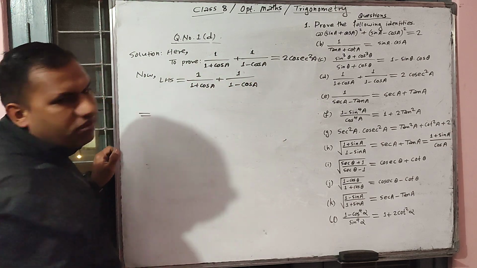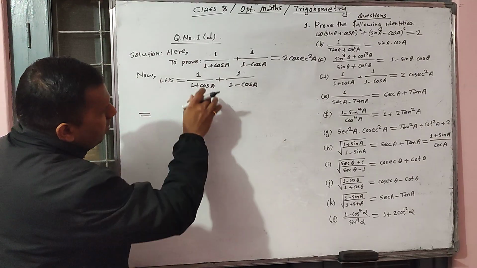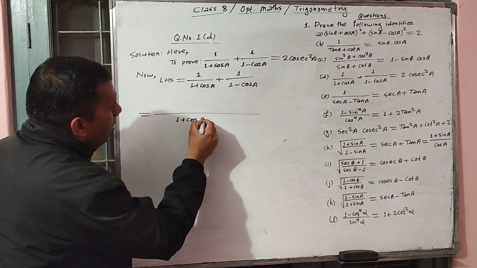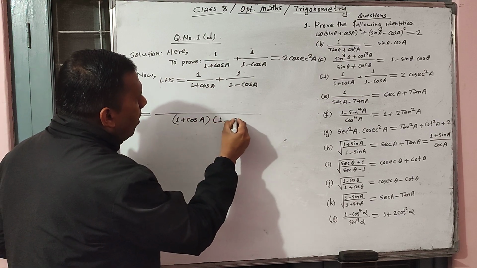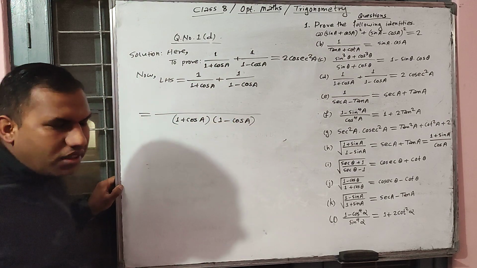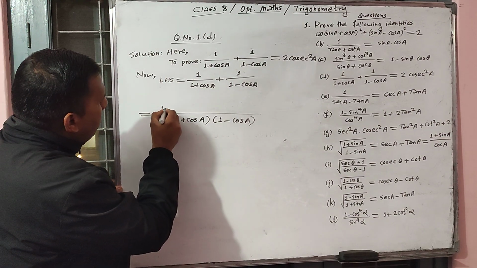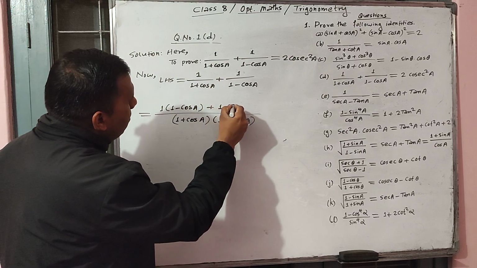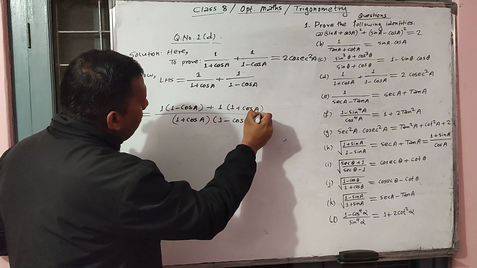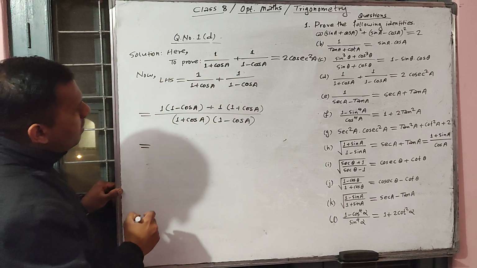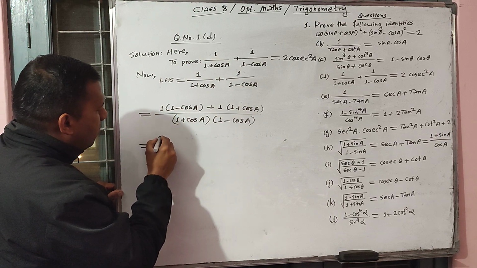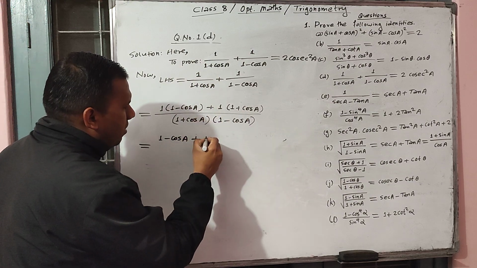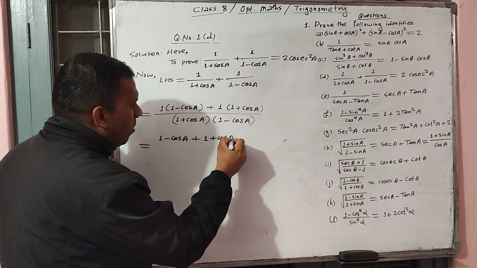On the first step, we can take the LCM of the two denominators. Here the LCM is 1 plus cos A and 1 minus cos A. Then the first one is multiplied with 1 minus cos A and the second one with 1 plus cos A. So 1 multiplied with 1 minus cos A makes 1 minus cos A, plus 1 multiplied with 1 plus cos A makes 1 plus cos A.